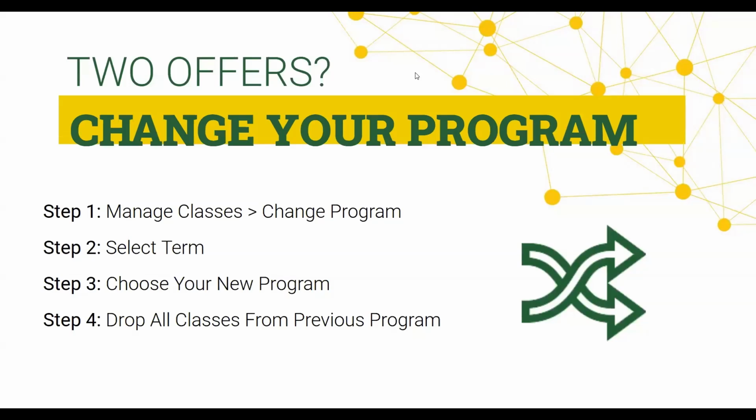For those of you who currently have offers to 2 programs and would like to swap and accept your second choice program, you can do this in BearTracks by completing the following steps. You will go to the sidebar on the left-hand side of the homepage and select Manage Classes, Change Program. Then you will choose your new program and then drop all your classes from the previous program if you had already registered in them.